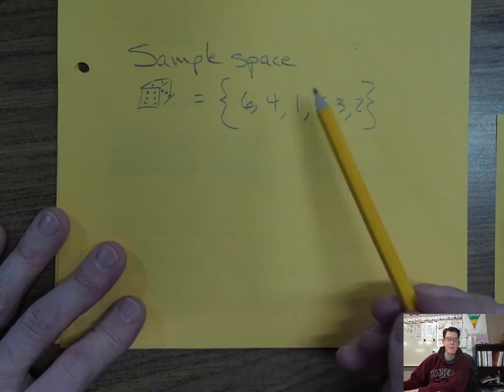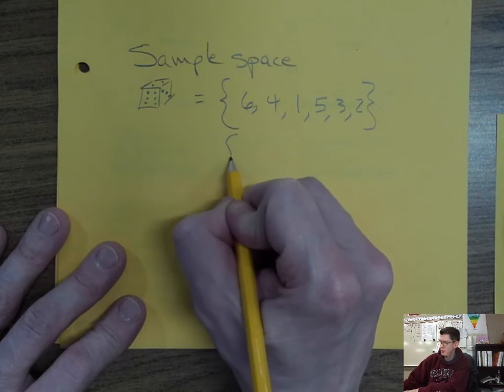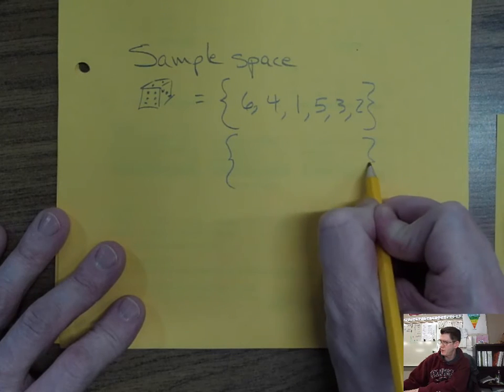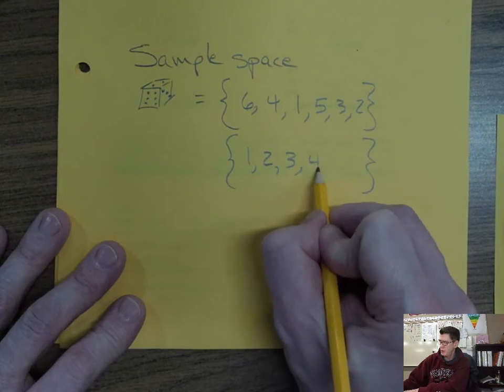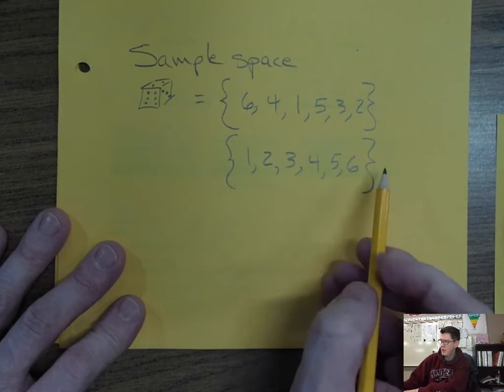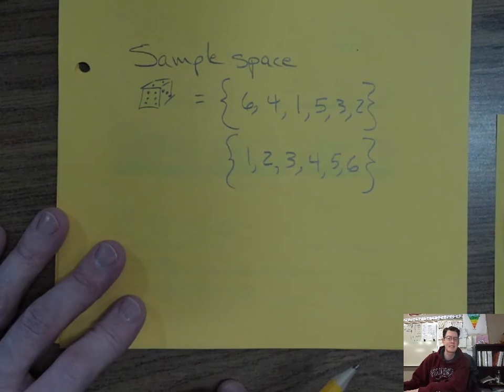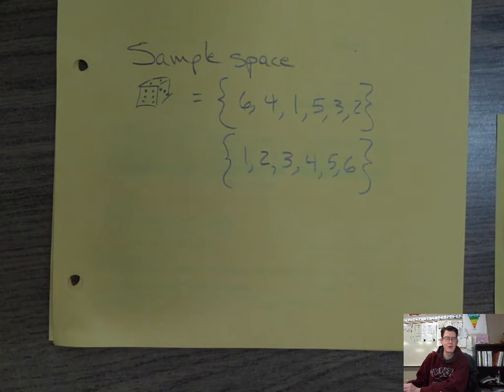Now, I'm doing that on purpose. That's not how you're going to see it written. The whole purpose of this is to write it as organized as possible. So you get a 1 or a 2 or a 3 or a 4 or a 5 or a 6. That is the sample space on this 6-sided dice. And it's really that simple.